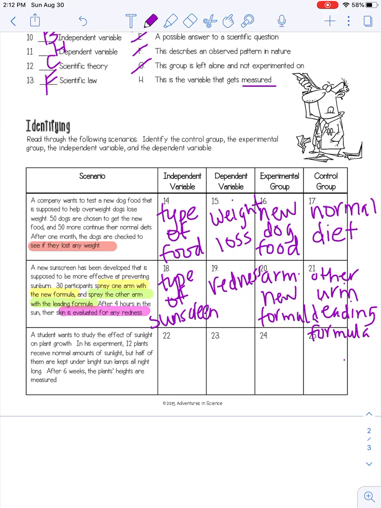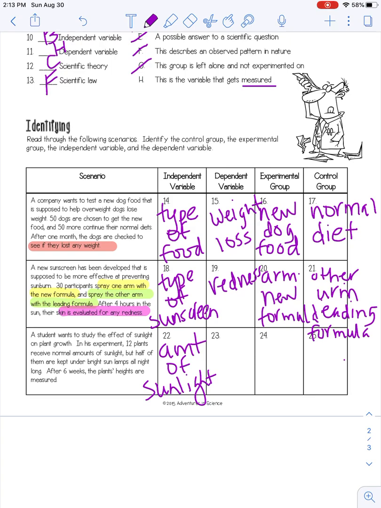Let's take a look at this final scenario. A student wants to study the effect of sunlight on plant growth. In his experiment, 12 plants receive a normal amount of sunlight, but half of them are kept under bright sun lamps all night long. After 6 weeks, the plant heights are measured. All right, so what is the one thing that they are purposely changing between the two sets of plants? It would be the amount of sunlight. That's what they're purposely changing.